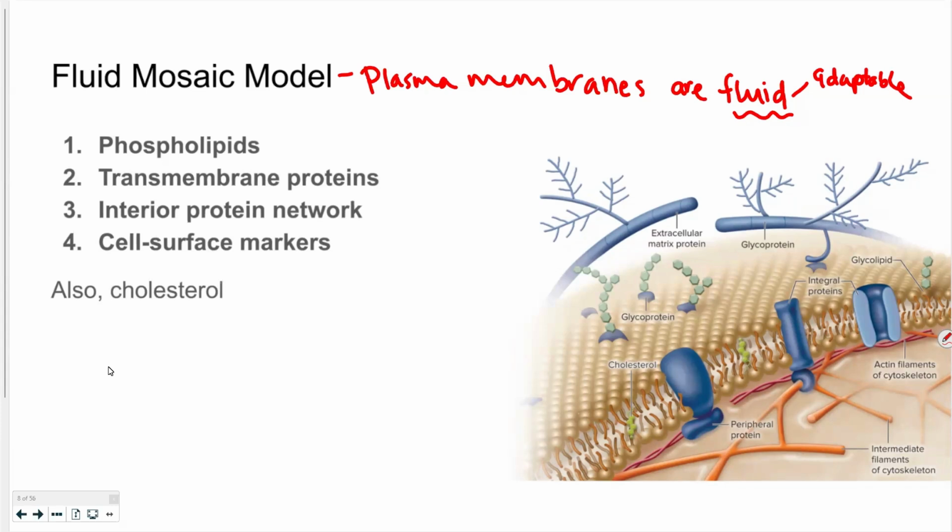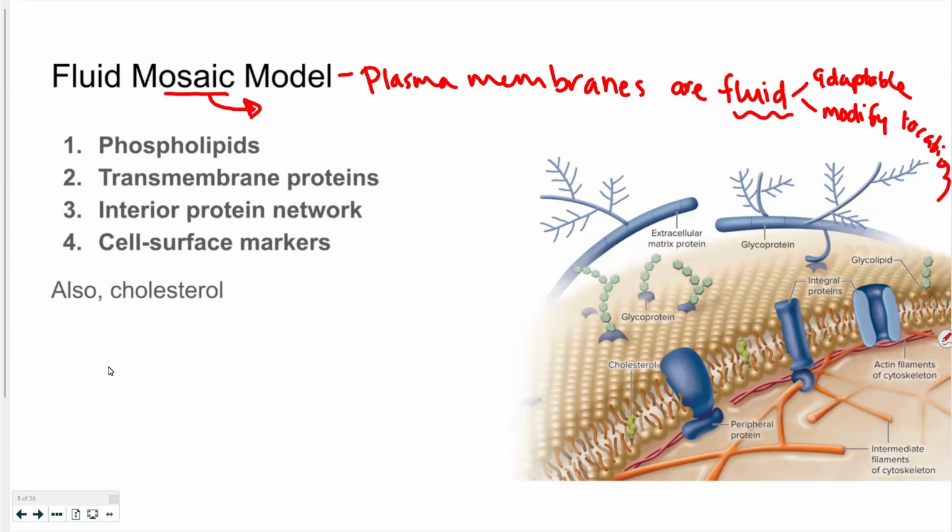We can also modify the location. So if we need to move stuff around, like say this protein, we need it to go over there and do something else over there, we can do that. Okay, and then let's talk about the mosaic component.